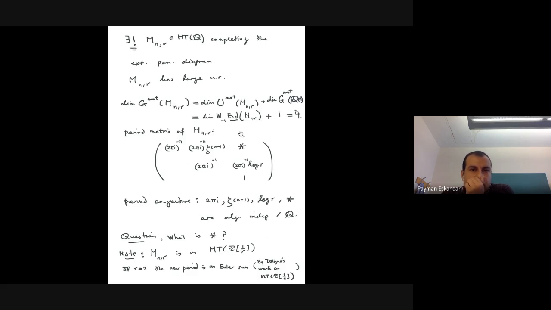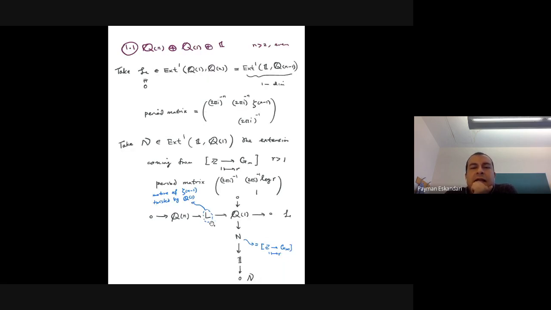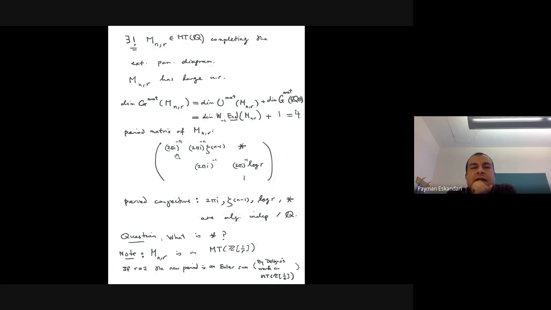Now let's see what the period matrix looks like. From this L, you get this 2 by 2 matrix, with a power of 2 pi i and essentially zeta(n minus 1) there. And from this extension, you get this one here, with a log r and a power of 2 pi i. This is the matrix with respect to a suitably chosen basis. But there's going to be some entry there, denoted by star, and we don't know what it is. The period conjecture predicts that 2 pi i, zeta(n minus 1), log r, and this star are algebraically independent over Q.